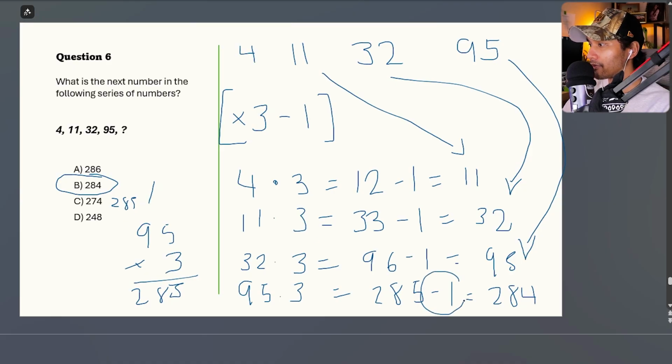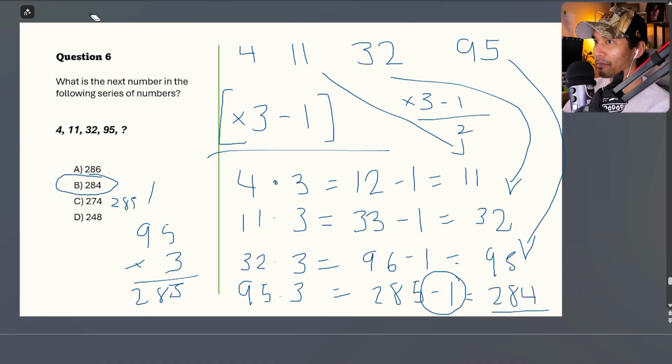Because you might make the mistake of not subtracting the 1 to get 284. But yes, this is a mixed rule where you have two parts to the equation, right? It's not just multiply by 3. It's multiply by 3 and then do something else. You might have a multiple where it's maybe times 3 minus 1 divided by 2 or something like that. But I guarantee you won't have something like that. You will have a mixed rule like this, though. Okay, you will have something like this.